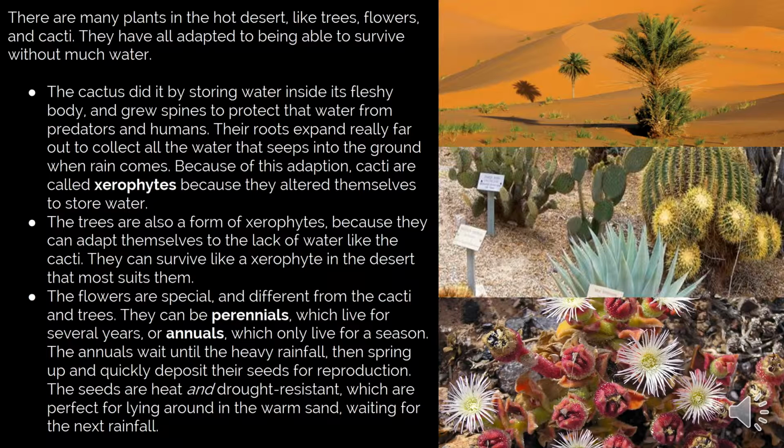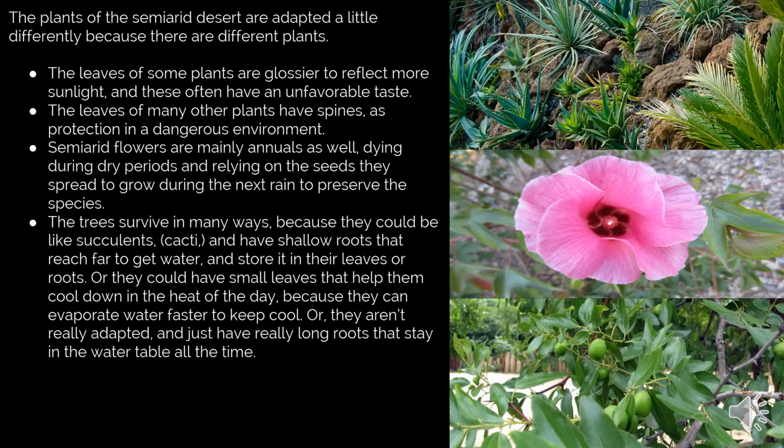They survive in the desert that most suits them. The flowers are special and different from the cacti and trees. They could be perennials, which live for several years, or annuals, which only live for a season. The annuals wait until the heavy rainfall, then spring up quickly and deposit their seeds for reproduction. Seeds are heat and drought resistant, which are perfect for lying around in the warm sand, waiting for the next rainfall.